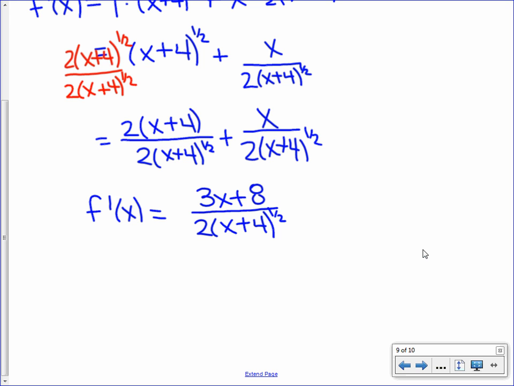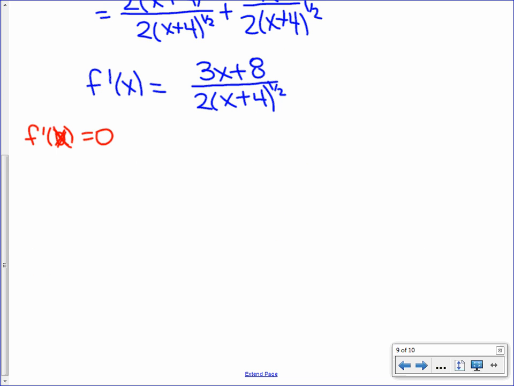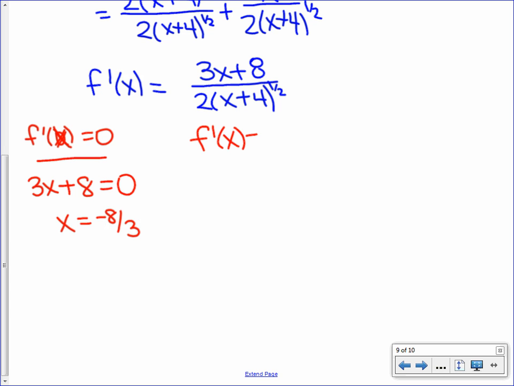Our critical values, remember, occur when our derivative is 0, as well as instances where our derivative is undefined. So let's talk about our derivative being 0. Derivative equals 0. Since we have a fraction, we are worried about where the numerator is 0. So this occurs when x is -8/3. We also have critical points when our derivative is undefined. Since we have a fraction, that is going to occur where our denominator is 0.